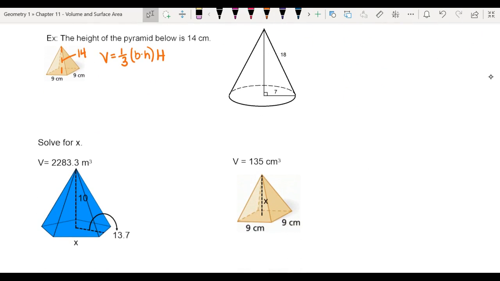So now we're going to plug in what we know. Volume is 1/3 times 9 times 9 times 14. When you multiply that, you get 378. When you type in 1/3, just do 1 divided by 3 and then hit times 9 times 9 times 14. You can just plug it straight in as 1 divided by 3 and you'll get the correct answer.